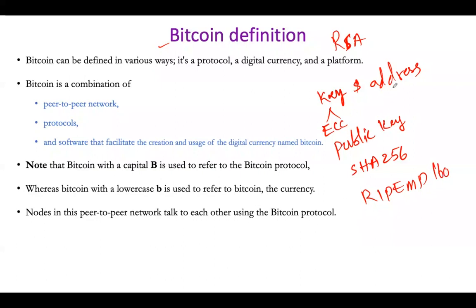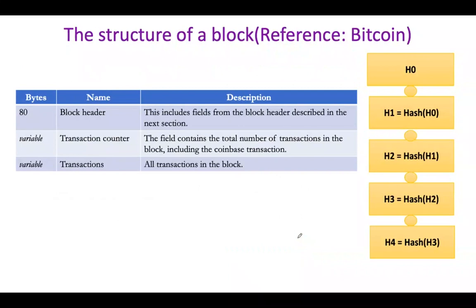Basically, the addresses are 26 to 35 characters long and begin with the digit 1 or 3. So a typical Bitcoin address generally looks like 1 capital E N G U capital G, like that, a combination of this, right? So if you see the structure of the block in the Bitcoin, this is the structure of your block in this Bitcoin.